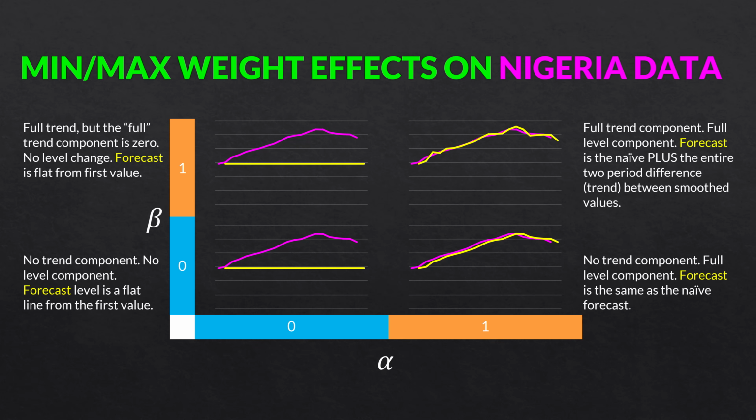And then when alpha equals 1 and beta equals 1, we have the full trend component and the full level component. So the forecast is the naive forecast plus the entire 2-period difference between smooth values. That's the trend. We take this current smooth trend, subtract the previous smooth trend. The difference in those two levels indicates a trend. We add that to the naive forecast, and that's what we get when alpha equals 1 and beta equals 1.